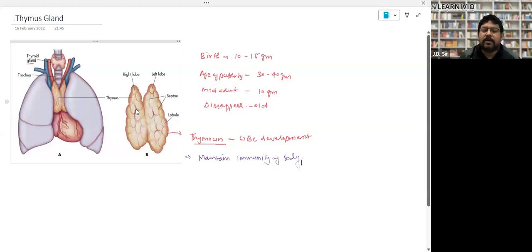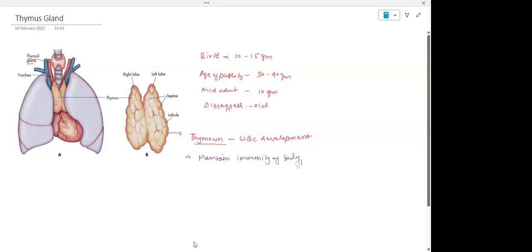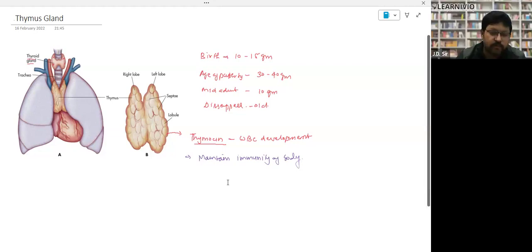This is the only gland in our body which changes its shape. At the time of birth, it is 10 to 15 gram. From age 30 to puberty, it is 30 to 40 gram. At mid adult age, it is 10 gram, and it disappears in old age. People think that this is responsible for aging, but it is not yet clear. Its function is WBC development, and it maintains the immunity of our body. Please note down the thymus gland and its function.